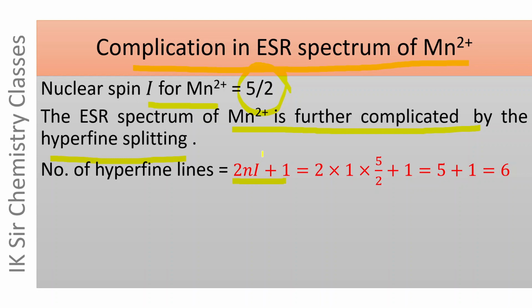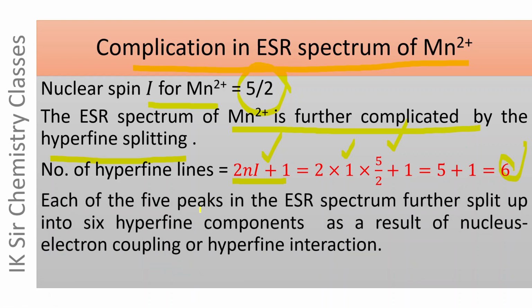Here the value of I is 5/2, while the number of Mn2+ ions is 1, and accordingly, on solving it we get 6. Each of the 5 peaks in the ESR spectrum further splits up into 6 hyperfine components as a result of nucleus electron coupling or hyperfine interaction.